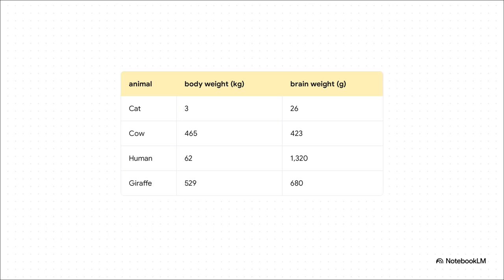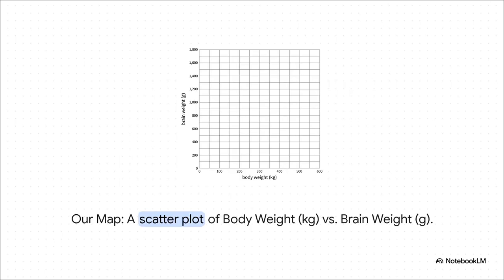This table, this is our raw intelligence. This is our treasure map. And this is our map. In the world of data, we call this a scatter plot. See along the bottom there? That's our horizontal axis, and that's where we'll track body weight. And then running up the side, the vertical axis, that's for brain weight. Right now, it's pretty much uncharted territory, just waiting for us to fill it in.